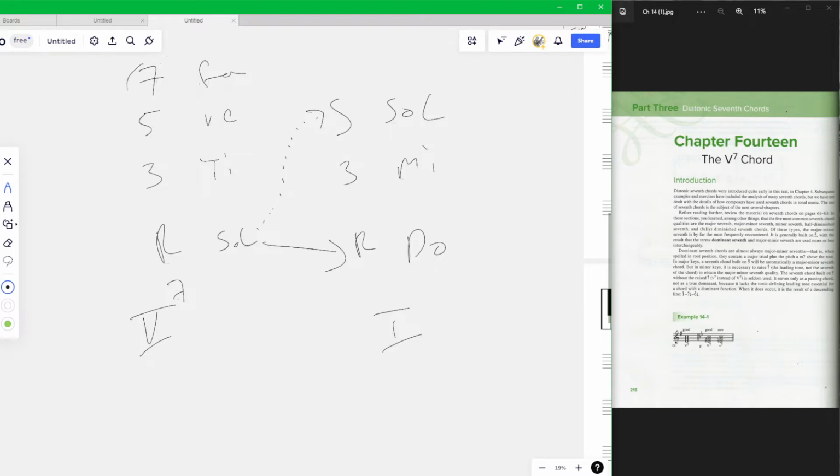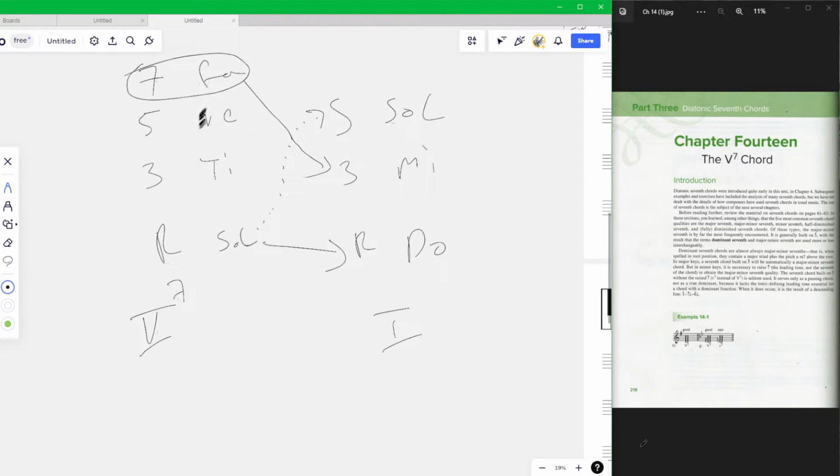The 7th of a chord. This is the most important part of this chapter. Treating the 7th properly. What do 7ths do? 7ths go down a step. Whether it's a half step or a whole step, depending on the key signature or the situation that you're in, it doesn't matter. It goes down. Okay, so if Fa goes down, Fa is going to go down to Mi, to the 3rd of the 1 chord.